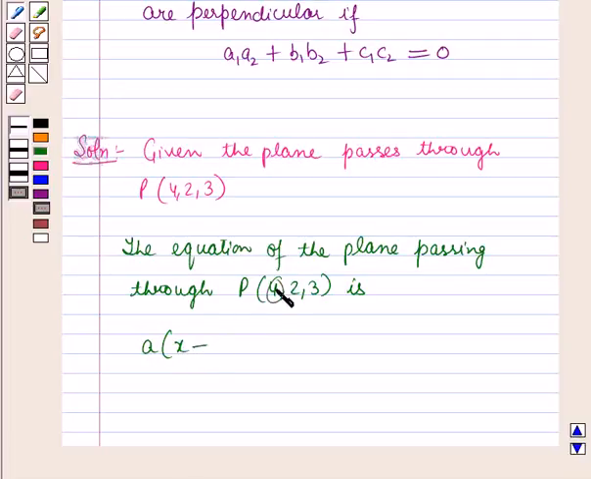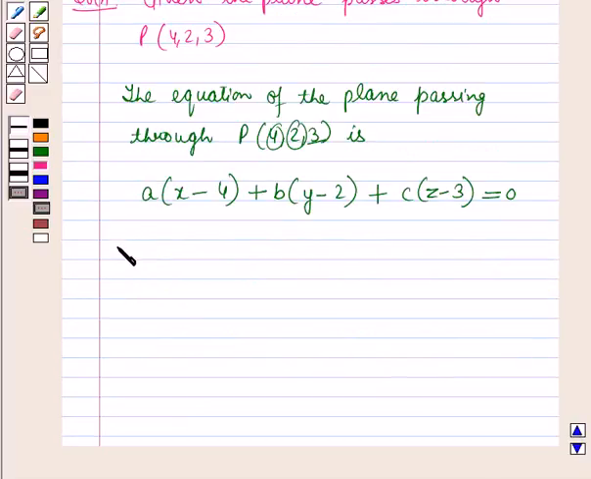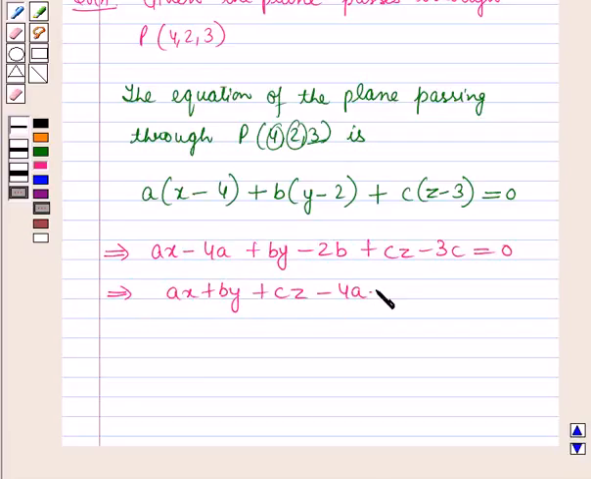that will be x minus 4 the whole, plus B into y minus y1 the whole, that will be B into y minus 2 the whole, plus C into z minus z1, that will be C into z minus 3 the whole is equal to 0, which further implies Ax minus 4A plus By minus 2B plus Cz minus 3C is equal to 0, which implies Ax plus By plus Cz minus 4A minus 2B minus 3C is equal to 0. Now let this be equation A and this be equation number 1.